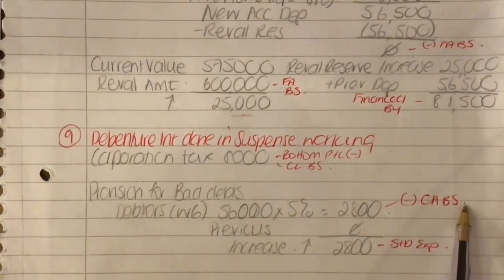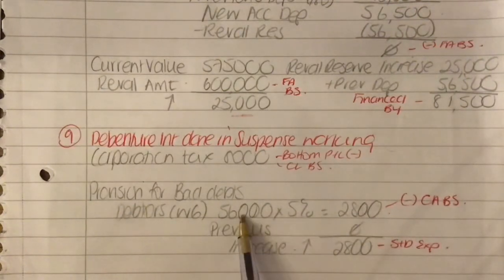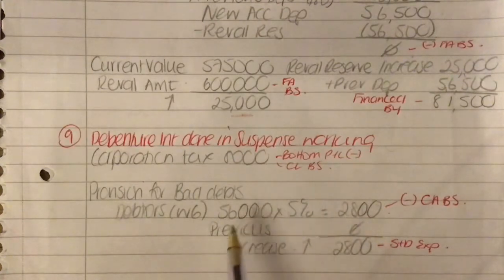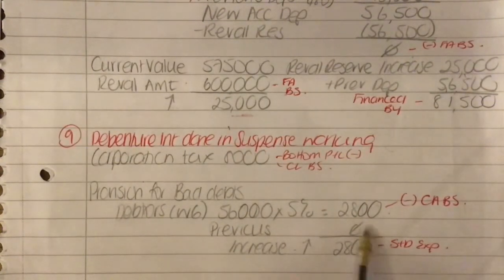So when you get to your balance sheet, you're going to have debtors of €56,000 minus your provision for bad debts of 2,800. In this, we are actually creating the provision. There's never been a previous provision, but always check and see if there has been a previous provision, okay? So there's not in this one, which means that we're increasing by €2,800, and that's going to be a selling and distribution expense, okay? So when you're increasing, it's a selling and distribution expense. When it's decreasing, then it's a gain, it's an income, okay?